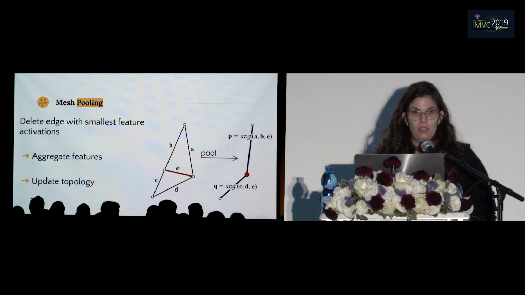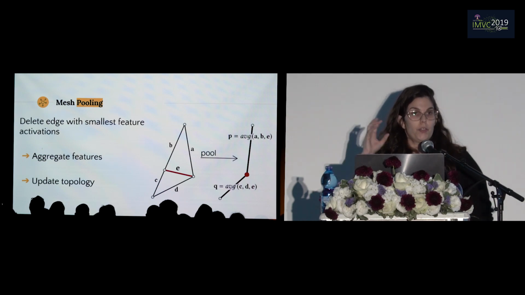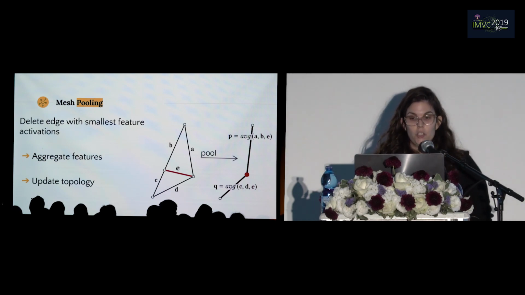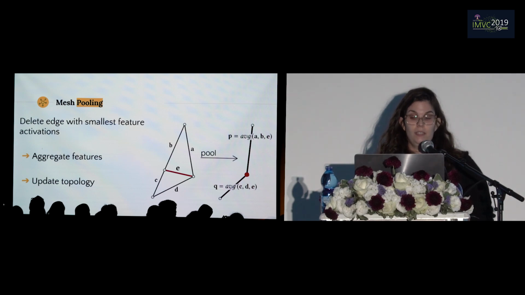We take the magnitude of each feature activation vector and delete edges with the smallest norm. So the 3 features in each triangle are merged into one new feature using average pooling. We also update the mesh connectivity, which gives us new edge neighbors in the next convolutions.